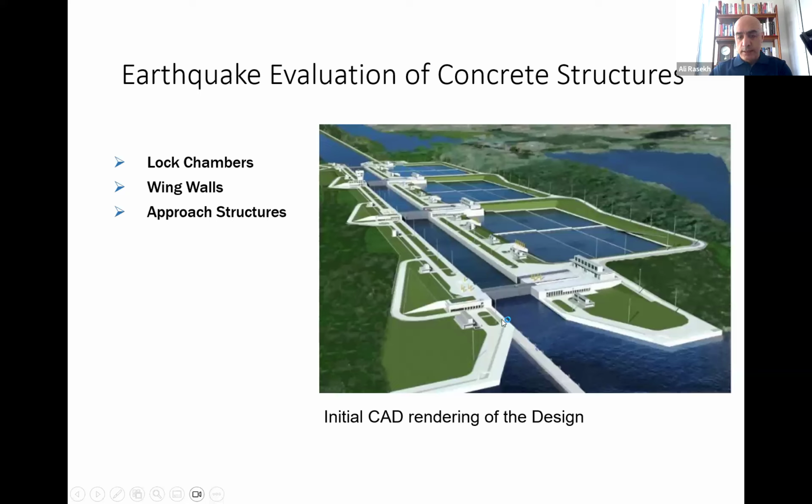Wing walls, these are like this end, like they open the wing. And the approach structure, that's maybe terminology from the ship industry, where the ships come close and they may hit this structure until they are positioned to go into the canal. And this is obviously a rendering.